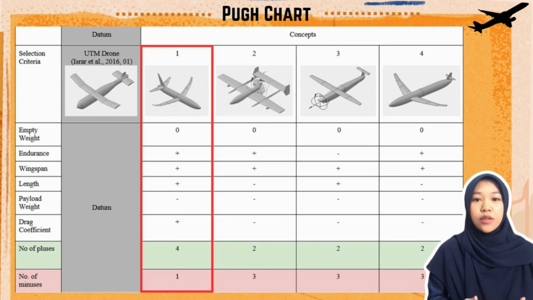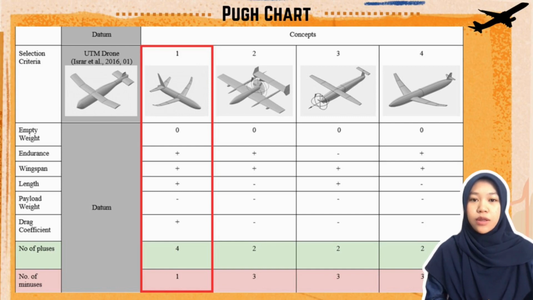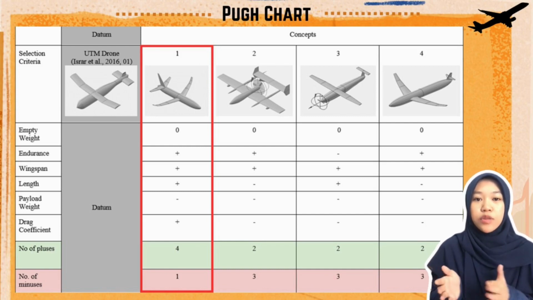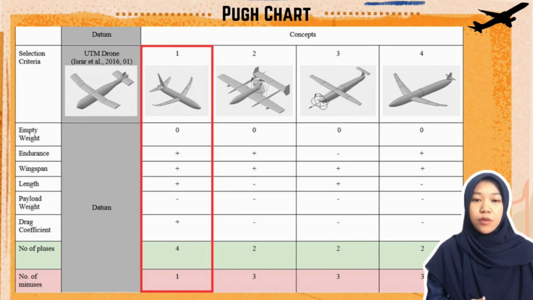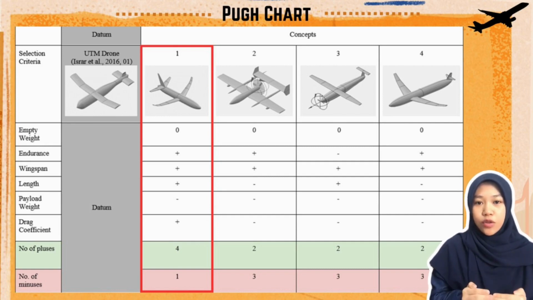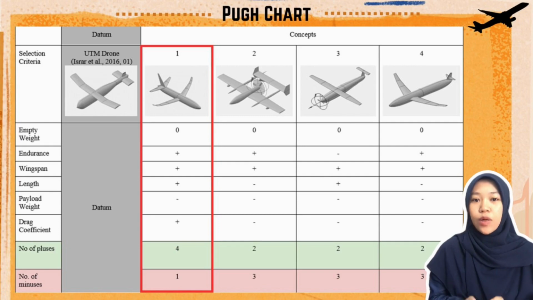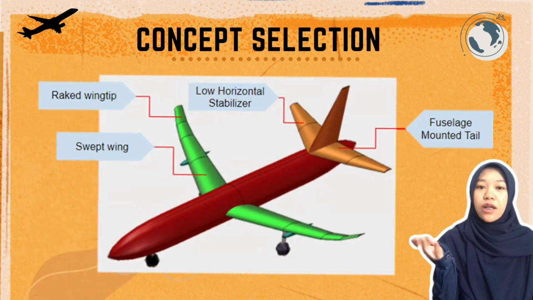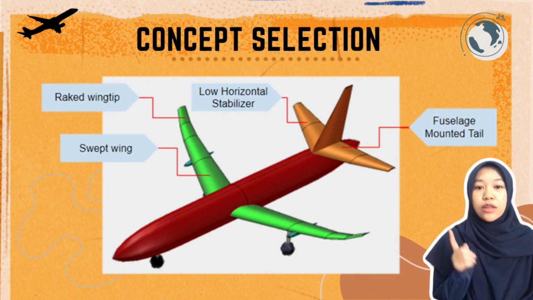As we can see, concept 1 is the preferred choice due to its high number of positive attributes. It has a longer wingspan which provides better lift and endurance. Besides, the fuselage-mounted wing and tail reduce the drag, weight and complexity, while the swept back wing enhances the stability. So here is our final concept selection, which is concept 1.